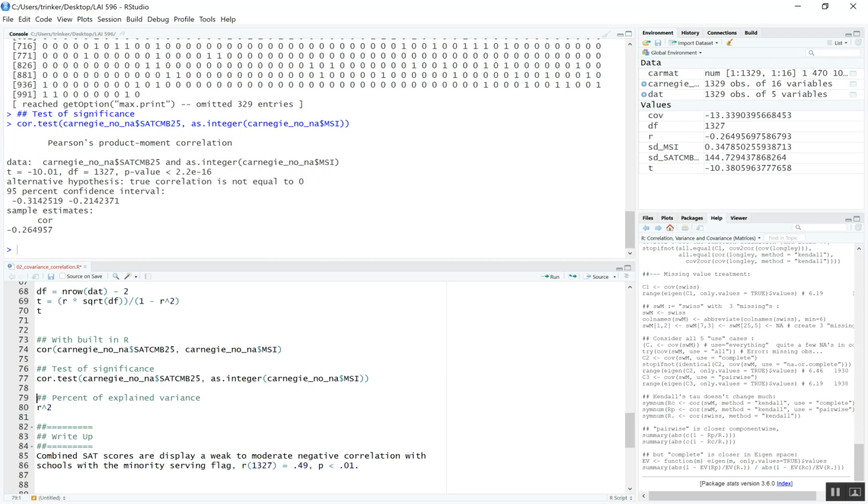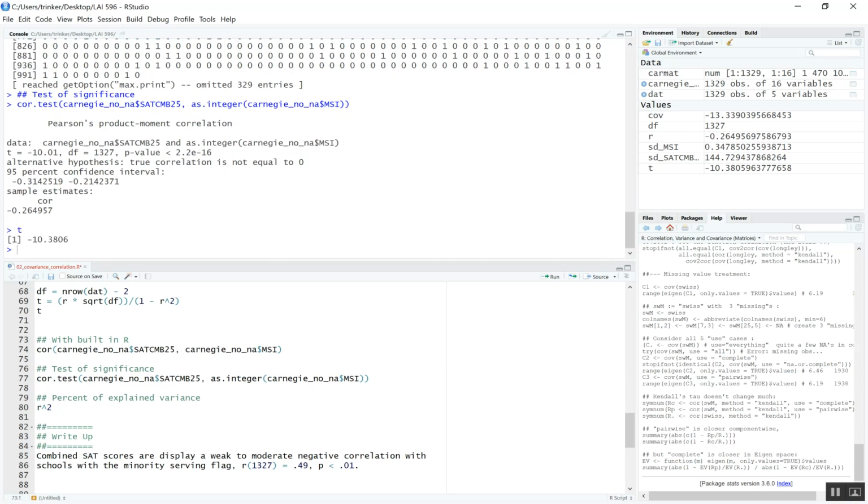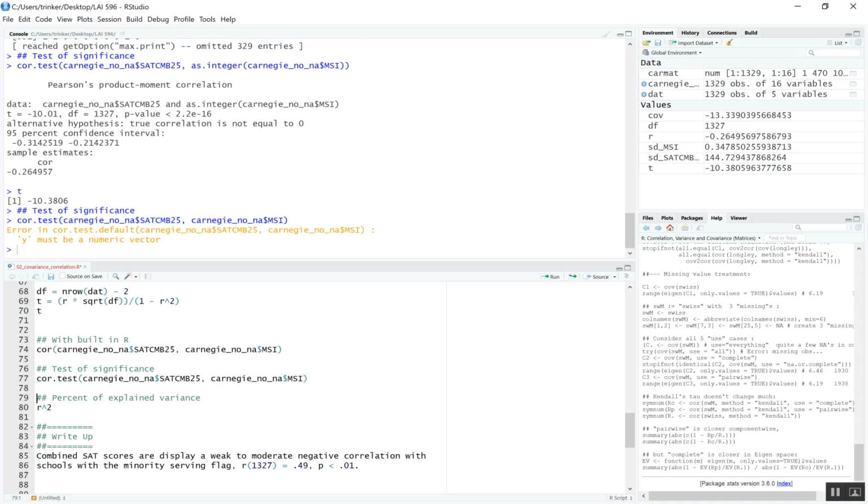You can see that indeed we get the same t value that we computed by hand, or within reason. The degrees of freedom are n minus 2. So that cor test is a nice built-in function. I do want to show you what happens if you don't wrap it with as.integer. You get a nasty error.